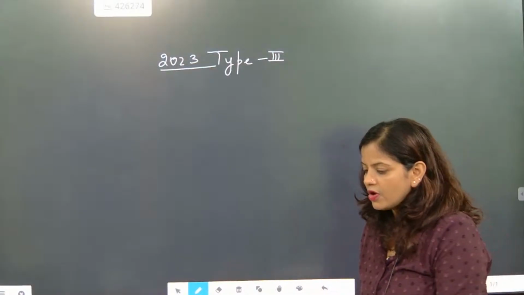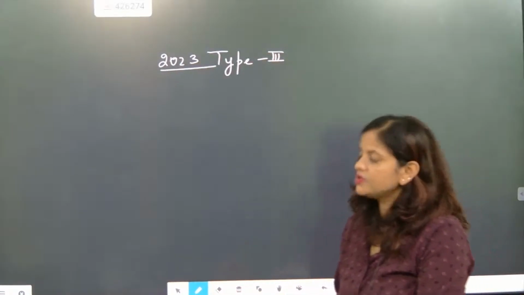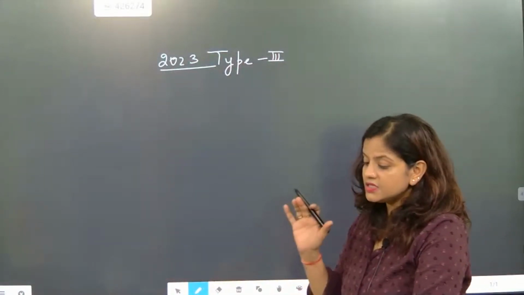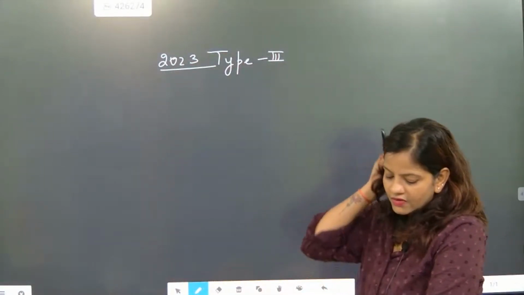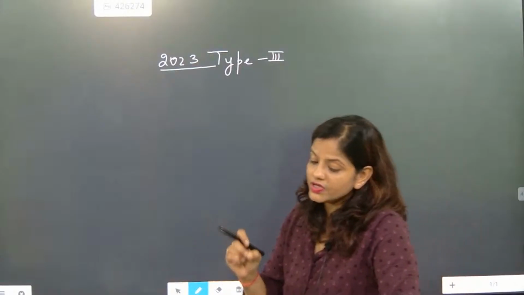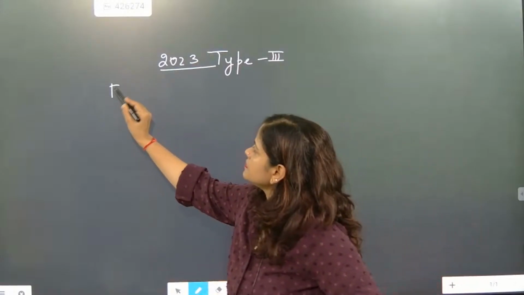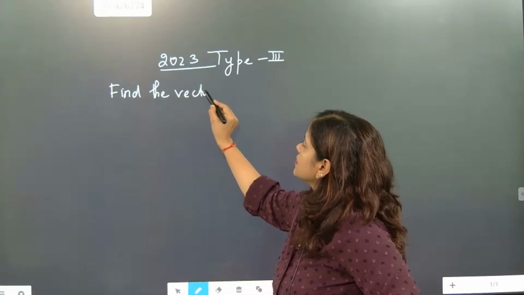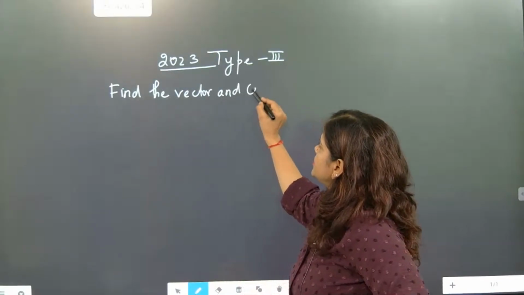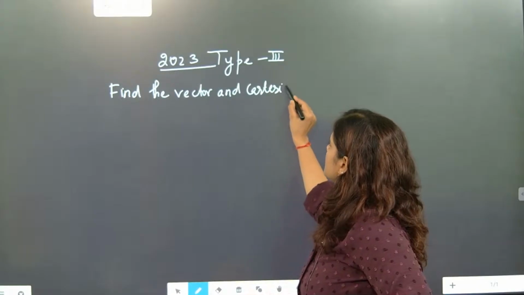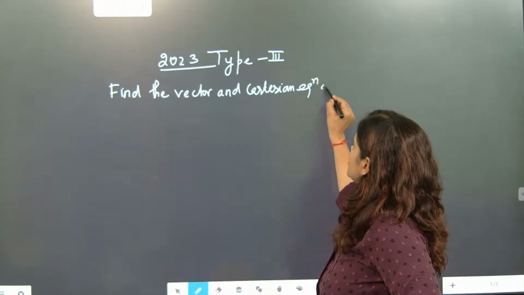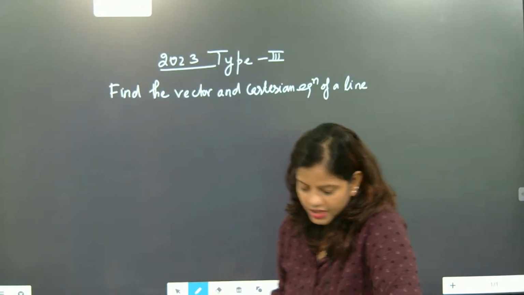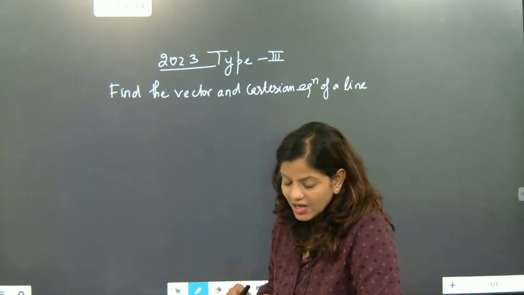So this is a very important question, children. Please kindly try this question. The question I am writing came in CBSE 2023. Question is: find the vector and Cartesian equation of a line. So beta, we have to find the vector equation and Cartesian equation of a line passing through the point.